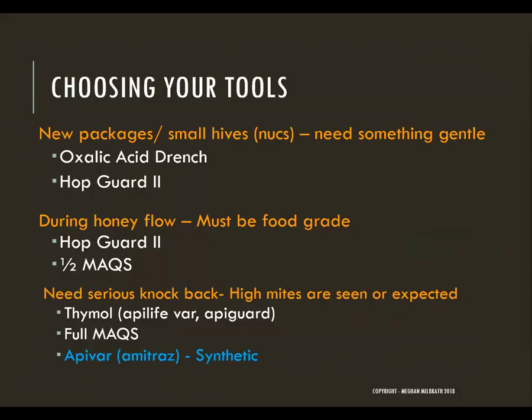All right, so I'm going to talk about choosing your tools. I have another flow chart of this as well, and again, this will be written down. If you've got new packages or small hives, you do need something that's gentle. So using the oxalic acid drench, which I'm going to go into detail for in the next couple of slides, is very useful. And HopGuard 2 is also a gentle option that we can use.